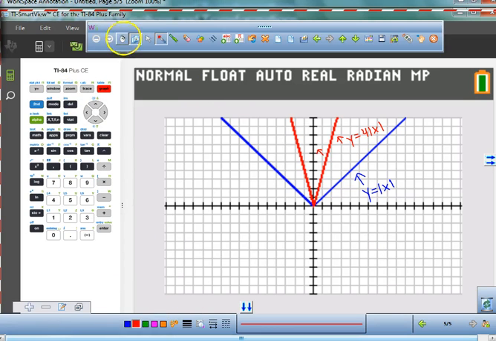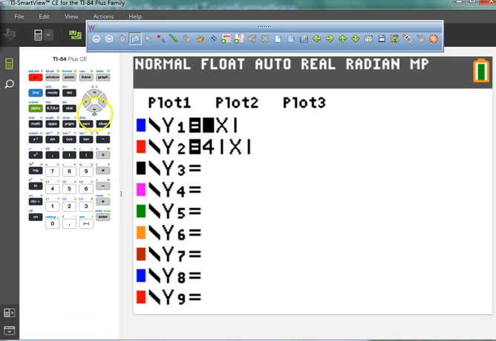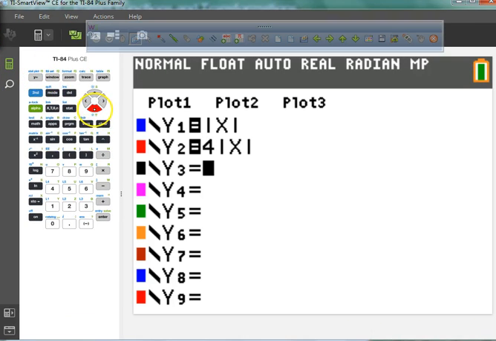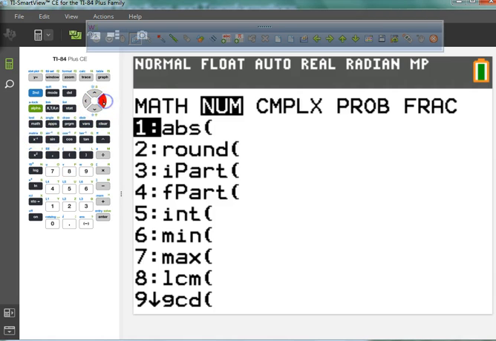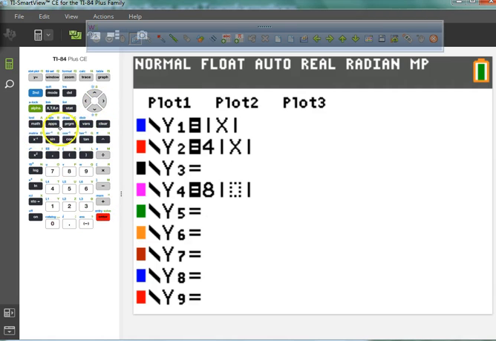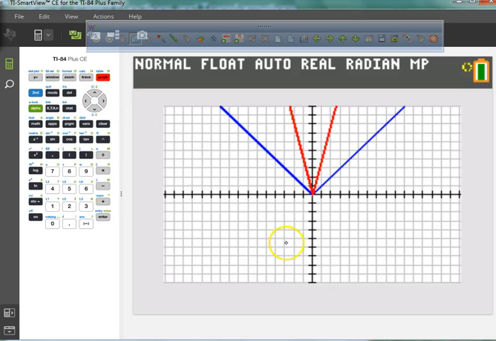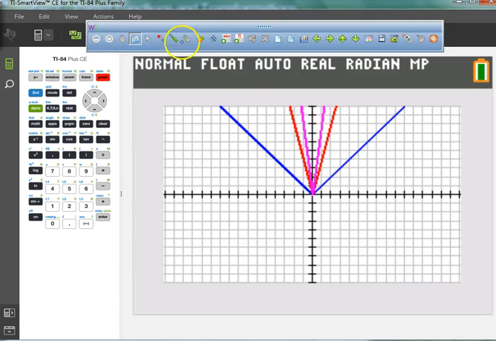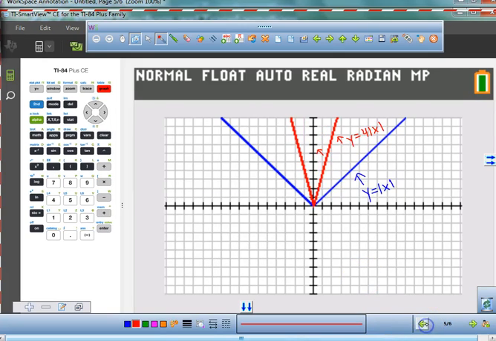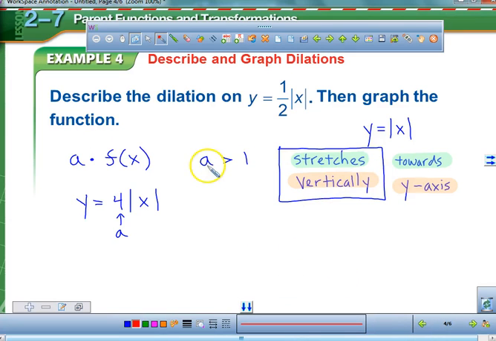Now, go to your y equals if you would. Change this number from a 4. We're just going to say, instead of 4, what is 8? Math, right arrow, enter, and an x. This should actually be going even more towards the y-axis. Okay? So, in summation, I go back. If the a value is greater than 1, what's happening? It's being stretched vertically. Okay?